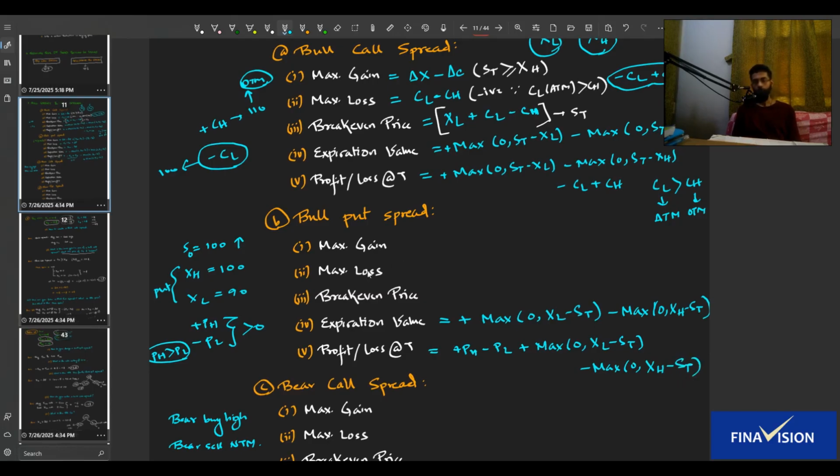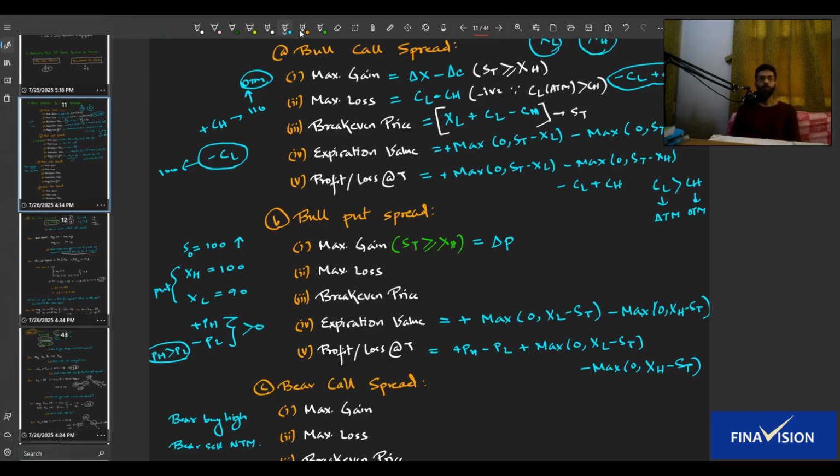Now what is the maximum gain, maximum loss and break-even price? First, the maximum gain. This occurs when the spot price at expiry is greater than or equal to the higher strike. This condition remains the same for both bull call spread and bull put spread. And the amount is equal to the difference between the premiums. This is the maximum gain from a bull put spread.